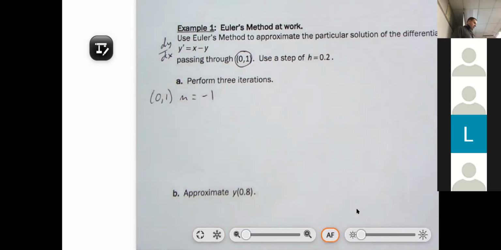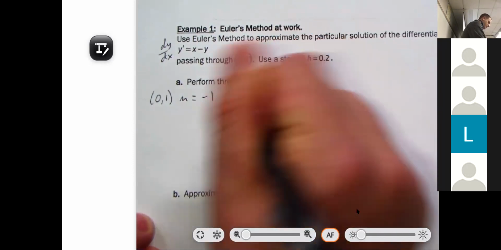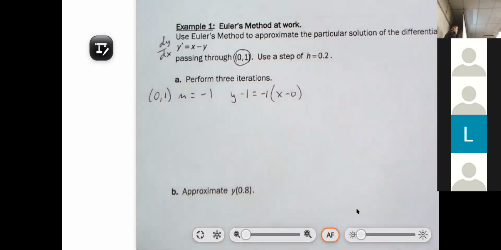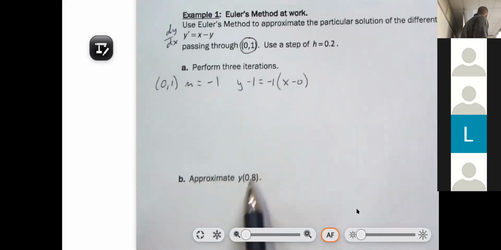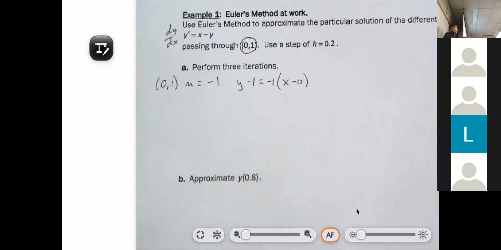And I'm going to write my tangent line. So it would be y minus 1 equals my slope, and then x minus 0. Nothing I've taught you is new at this point. We've done this. Now it says use a step size of h equaling 0.2. Basically, if you look at part b, this will make more sense: we're trying to approximate the function at 0.8. So when they say use a step size of 0.2, they're saying walk along this curve, and every time your x changes by 0.2.